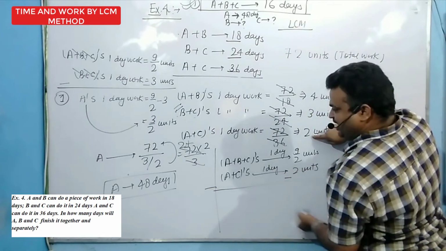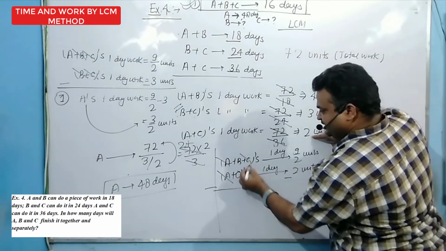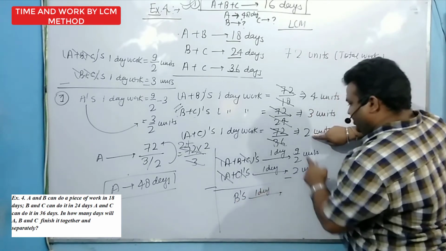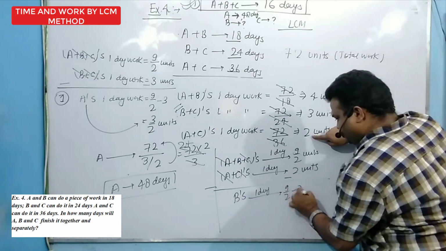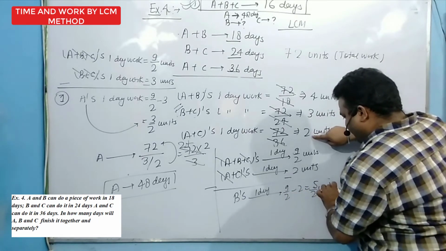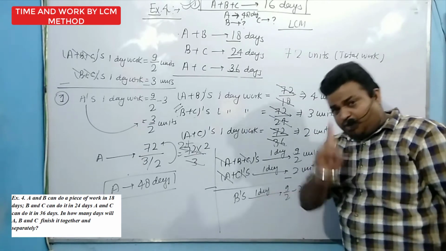If you subtract this, A and A gone, C and C gone, you are left with B's. So what is B's 1 day work? 9 by 2 minus 2, 2 twos are 4. So this comes 5 by 2 units. So 5 by 2 units produced by B in 1 day.